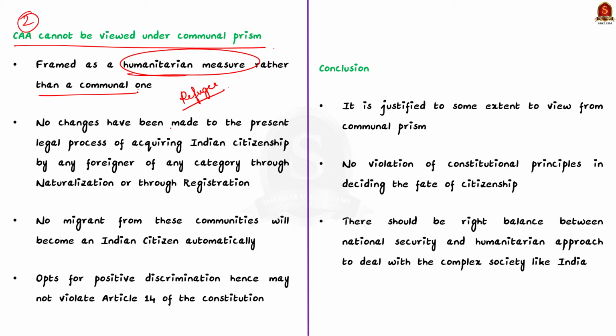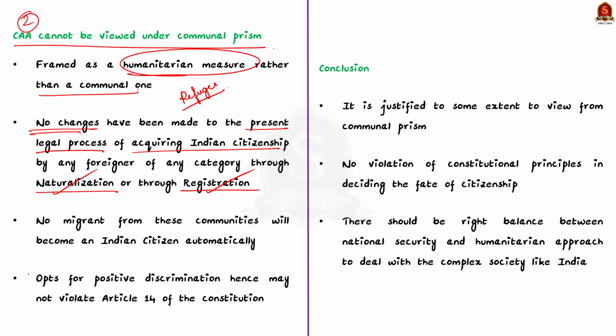Secondly, no changes have been made to the present legal process of acquiring Indian citizenship. So even Muslims from Pakistan, Bangladesh and Afghanistan can get Indian citizenship through naturalization or through registration. The procedure for them remains the same. So CAA does not target any religious community from abroad. It only provides a mechanism for some migrants who may otherwise be called illegal, depriving them of the opportunity to apply for Indian citizenship, provided they meet certain conditions.